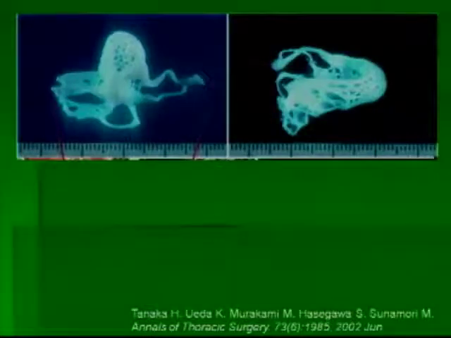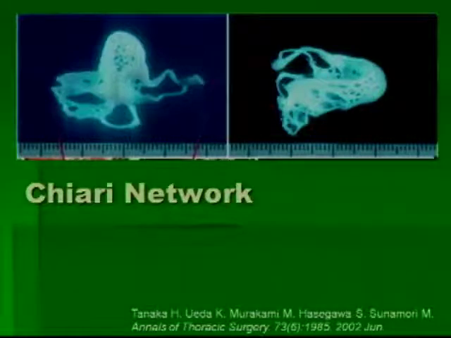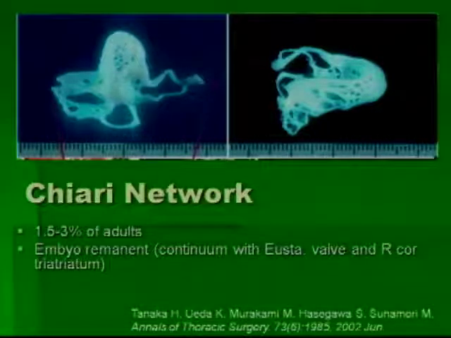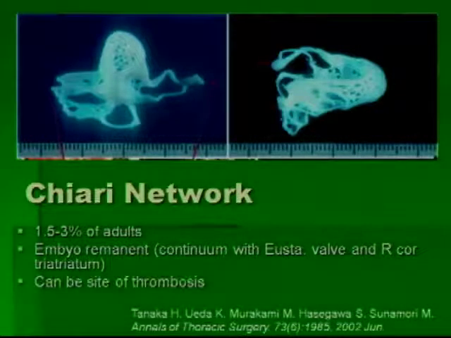This is an interesting example of a Chiari network. It has a basket-like appearance, which is fairly unusual. Normally they look like just thin rope-like structures. But Chiari networks have been reported in 1.5 to 3% of adults. They have been described as an embryologic remnant in a continuum with eustachian valves and full cor triatriatum. They can be a site of thrombosis. You can imagine that a thrombus can form within this basket and then go somewhere afterwards.